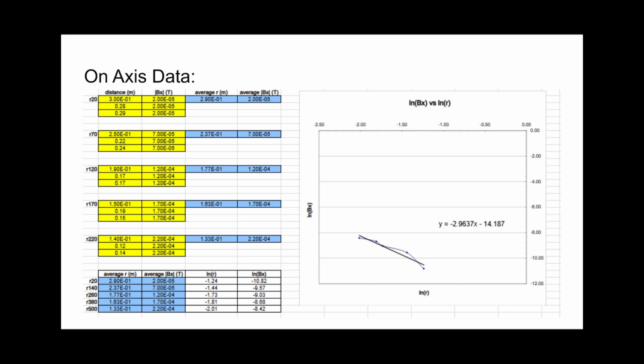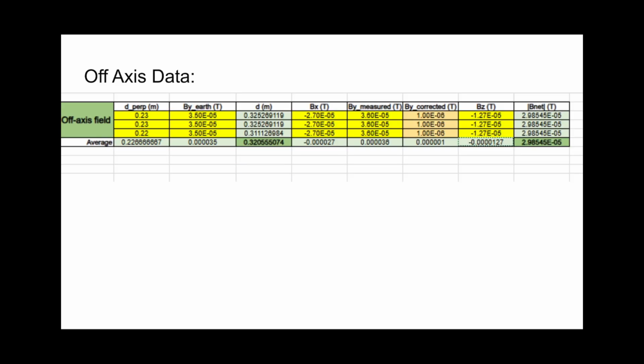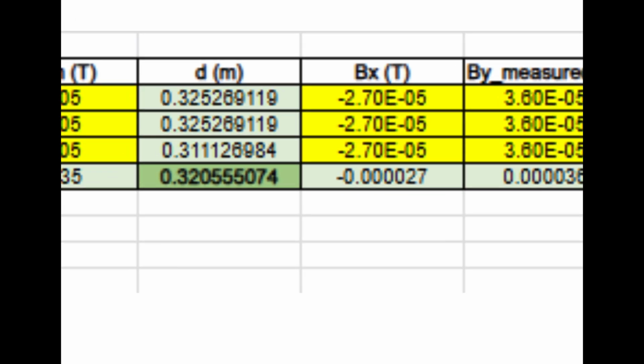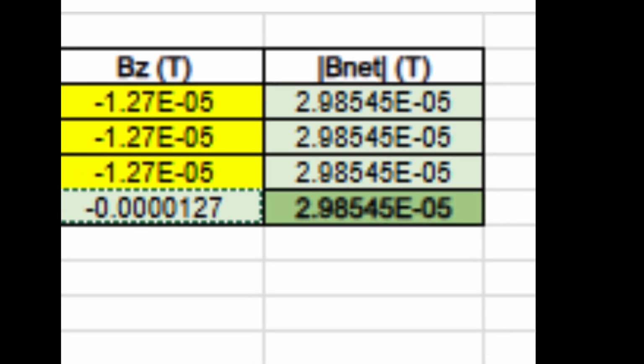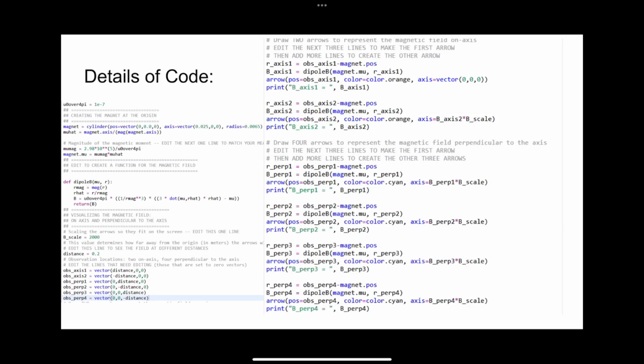Okay, here's my on-axis data. Here's a copy of the spreadsheet, showing the average distance, the average magnitude, and the chart showing the inverse relationship between distance and magnetism. And then my off-axis data, the 2 important parts are the distance, which was 0.32 meters, and then the net magnitude, which is 2.9 times 10 to the minus 5.